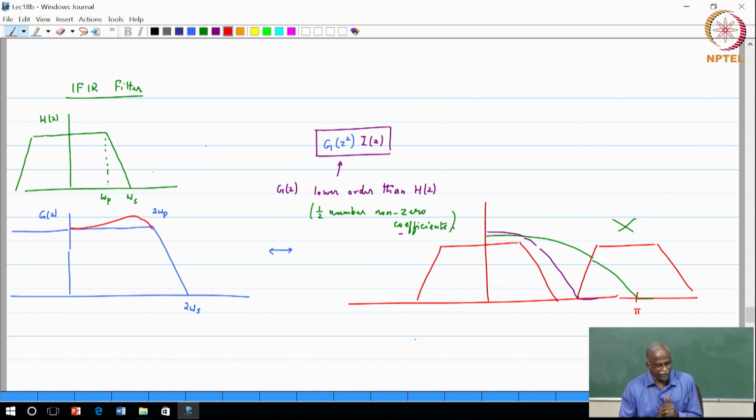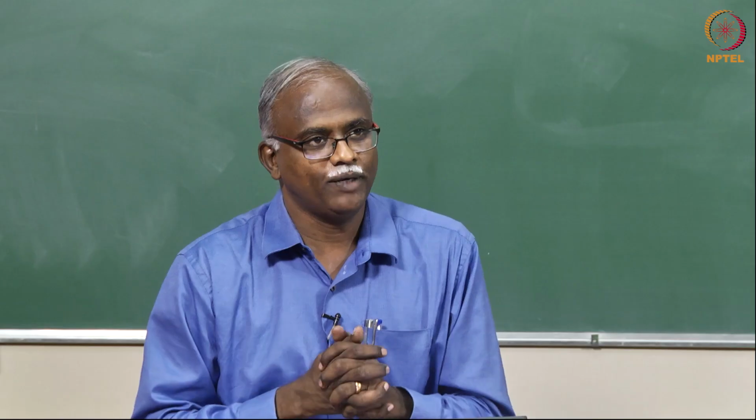Okay. Let me stop here and pick it up from there in the next class. So, basically the 2-channel maximally decimated filter bank is what we will pick up in the next class. Thank you.